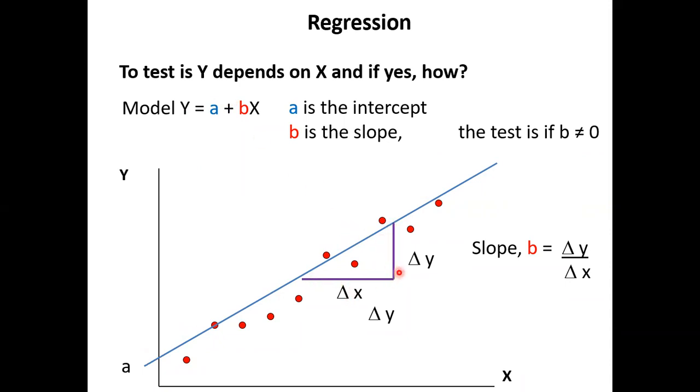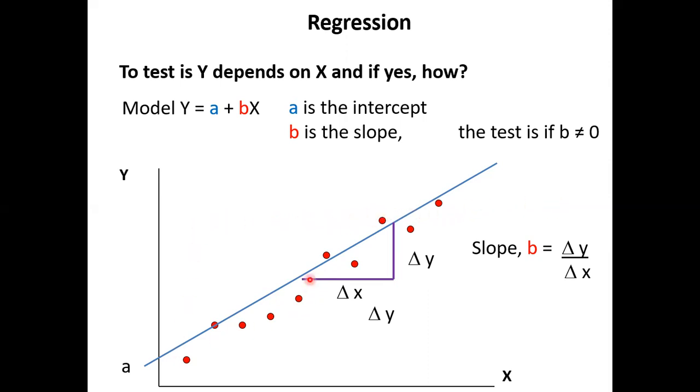Change in X, change in Y, right? So what's the change in Y as X changes? That's a slope, right? So basically, regression tests whether the slope is zero or not zero. Imagine the slope is zero, then the line will go like that. Slope is zero, then it says there's no association.